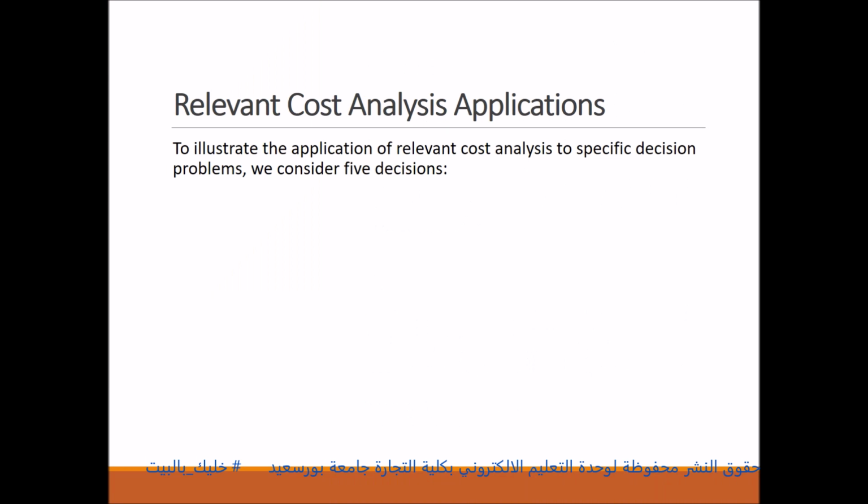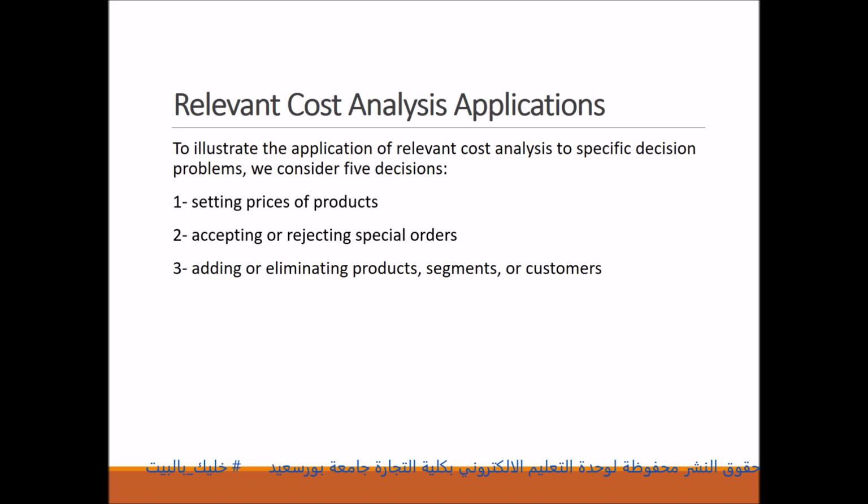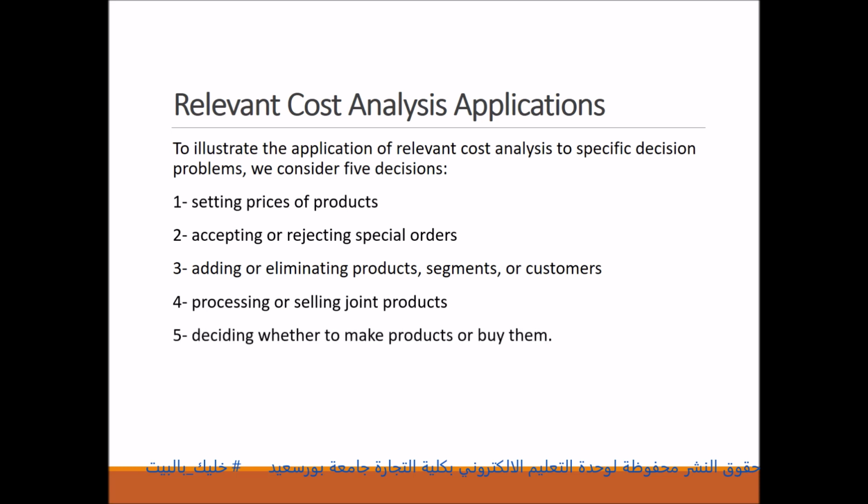Relevant cost analysis can be applied to specific decision problems. In this chapter, we consider 5 decisions, and in the previous session, we have explained the first 3 applications: setting prices of products, accepting or rejecting special orders, adding or eliminating products, segments, or customers. In this session, we will review what has been explained and carry on with the rest of the applications: processing or selling joint products, and finally make or buy decisions.